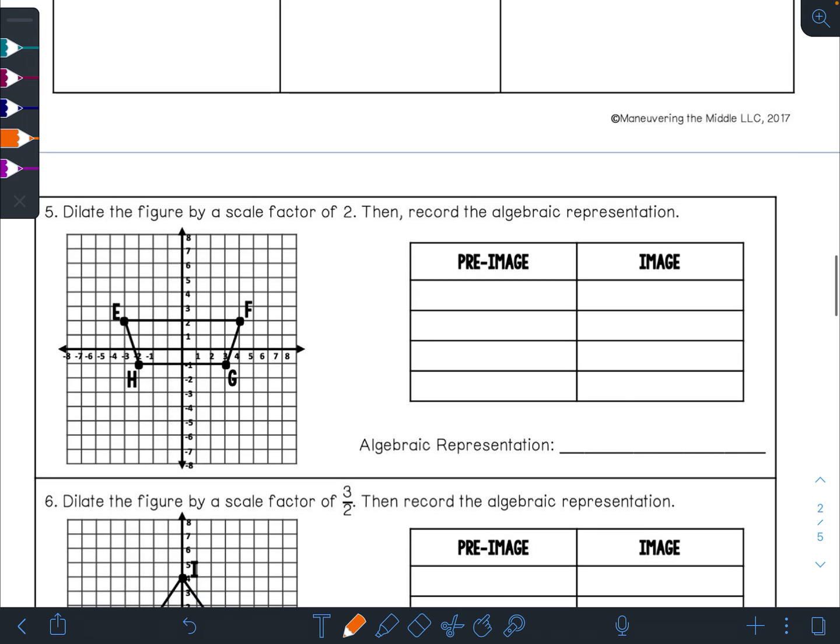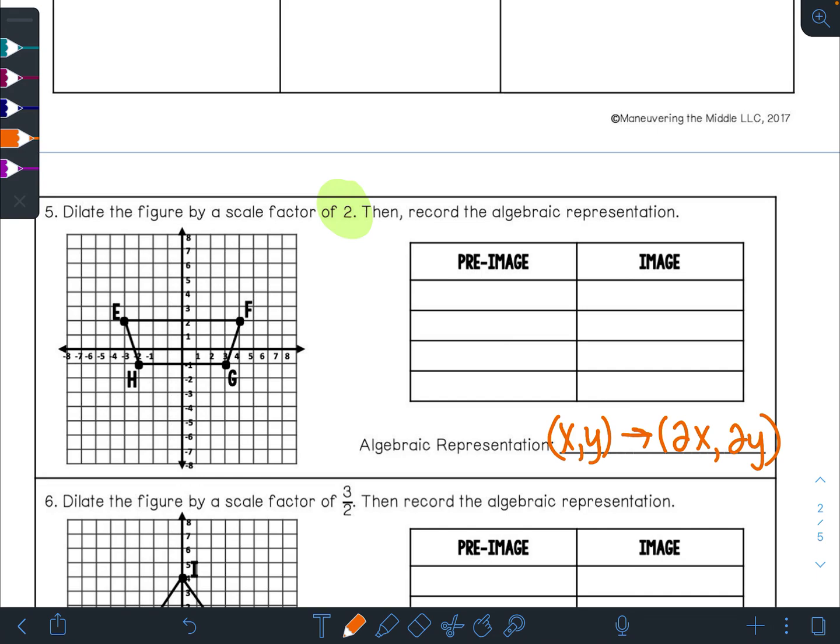So on here, you don't have to go and fill in the pre-image and the image on every single one of these. If you know that it was a scale factor of 2, you know that you're going to have to take each one of your coordinates and multiply each one by 2. So if I have x, y as my original ordered pair, I know I'm going to have to do 2 times x and 2 times y to get my new ordered pairs.